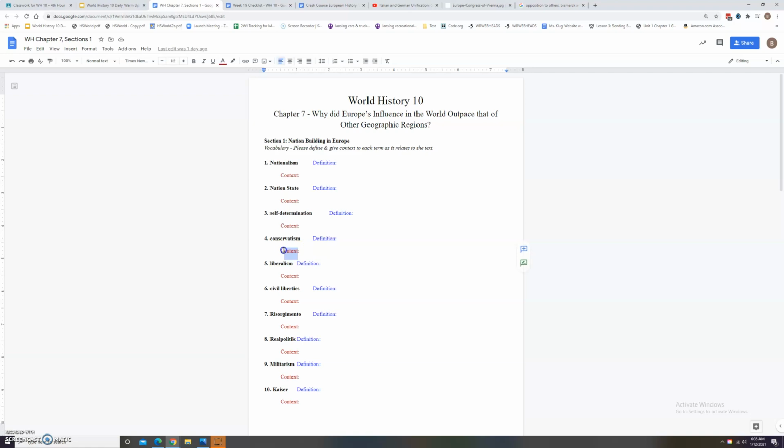A lot of people are asking about context. Just realize what I mean by that is, if you define nationalism or self-determination, great. But the context part of it means, why are they using that vocab word there? What is the significance in the chapter? Tell us why it's important. That's all I can say.